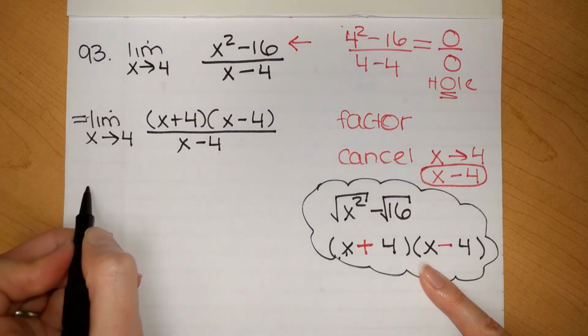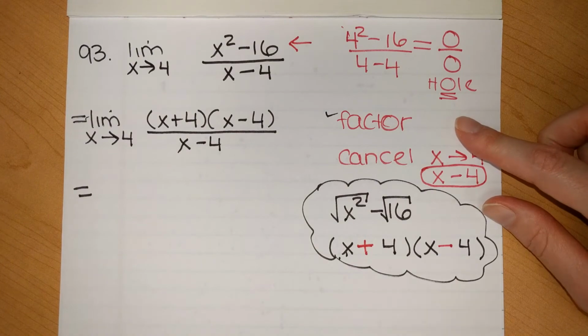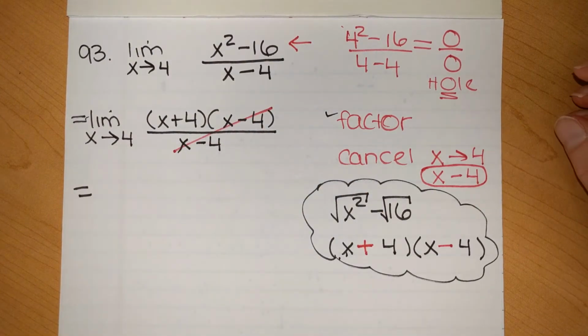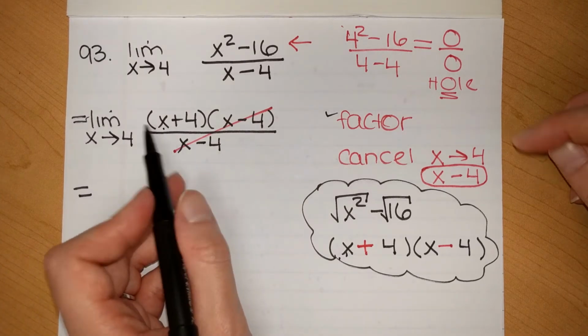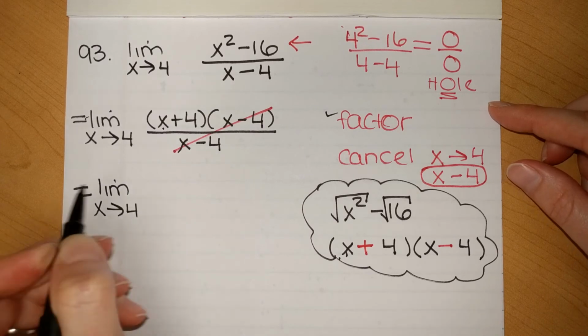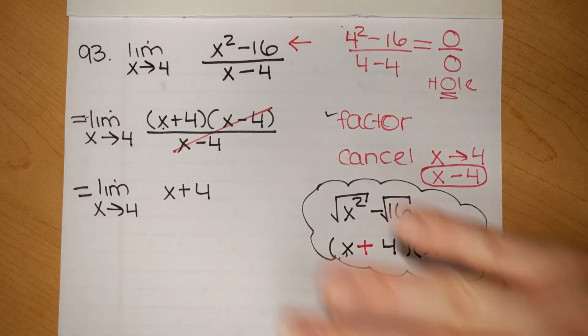All right, so now we see that we have factored correctly because we do have the x minus 4 factor canceling. Now, when we cancel that out, we still have the x, so that means we're still going to have the limit notation involving x. And so now it's like the 0 over 0 problem has gone away.